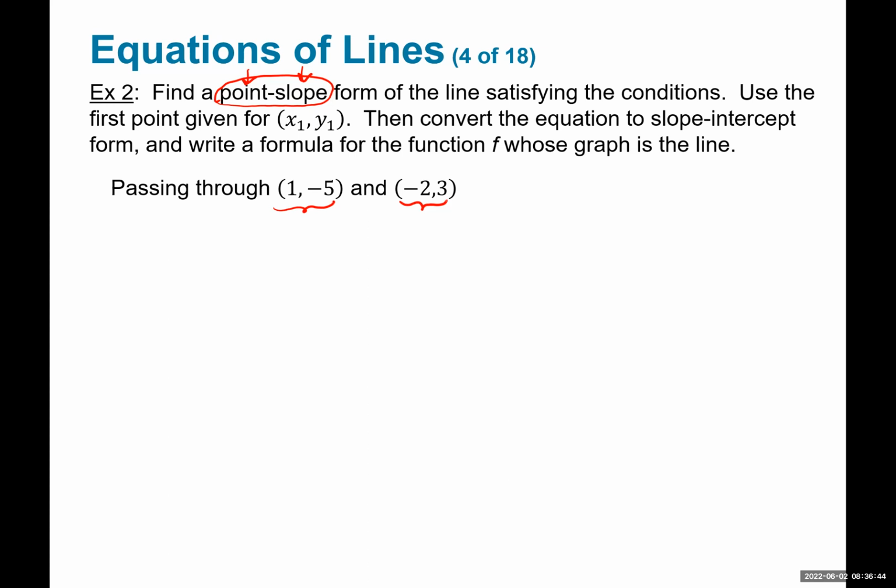How do you do that? Remember, the formula for slope is the change in Y over the change in X. The questions in these math problems will actually tell you what you need if you just read them. So it says find point slope form. How can you do that if you don't have a slope? The first step is to find the slope. So let's do that.